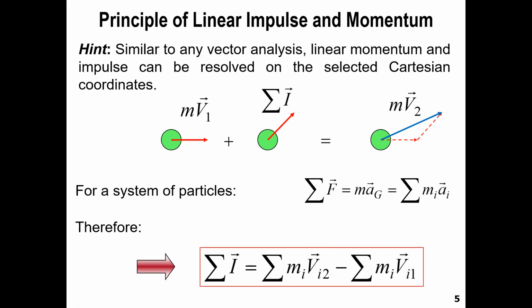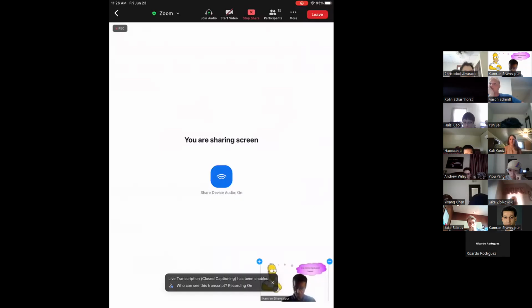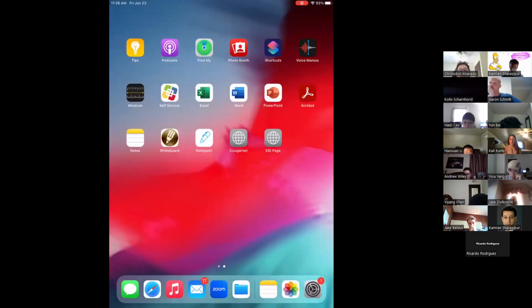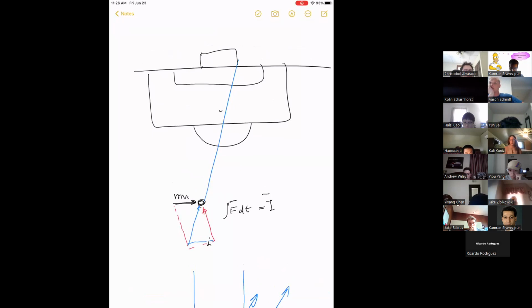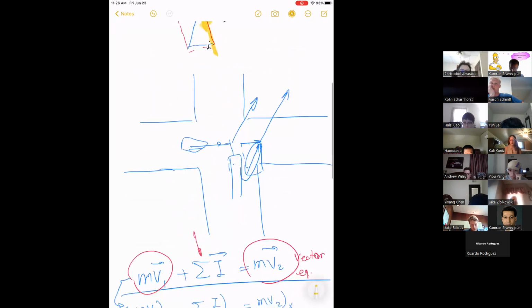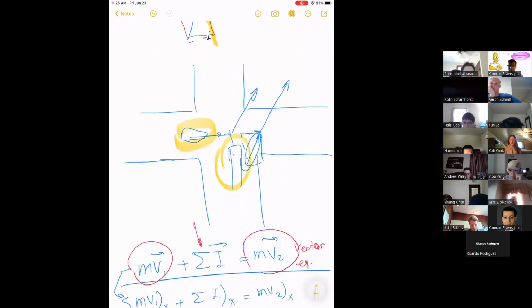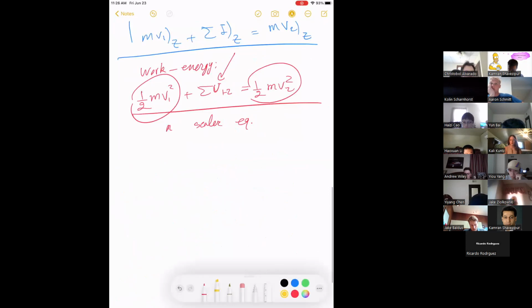Let's go back to the slides and give you a couple more examples. So for the soccer ball kicking, your system is technically the soccer ball, right? And the kick is the impulse. But when you have two cars colliding, which one is your system? Both of them, right? So technically, this is what happens.